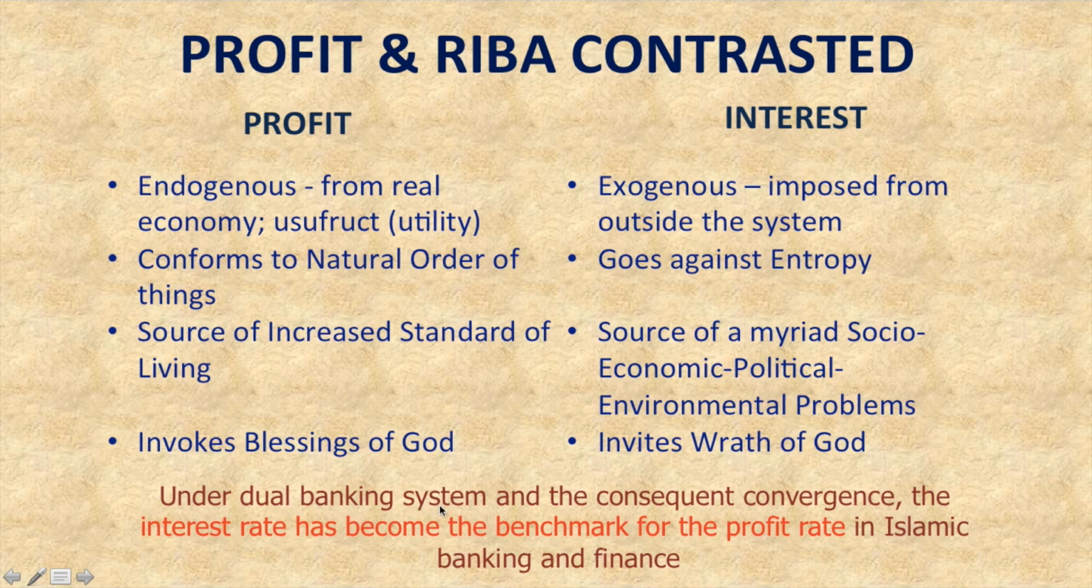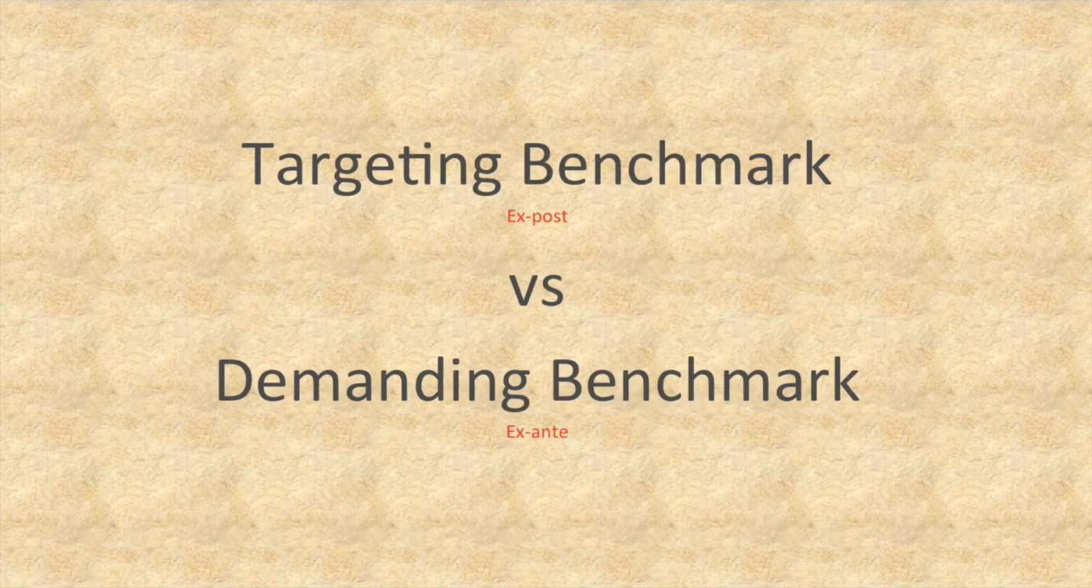Under dual banking system and the consequent convergence between the two, i.e. the Islamic financial system with the conventional financial system, the interest rate has become the benchmark for the profit rate in Islamic banking and finance. In this, we need to ask, does Islamic finance target the interest benchmark or does it demand the interest benchmark? The difference is when you are targeting, it's ex post, whereas when you demand, it's ex ante, that means it's decided upfront. If it is decided upfront, then the profit rate becomes the interest rate itself.